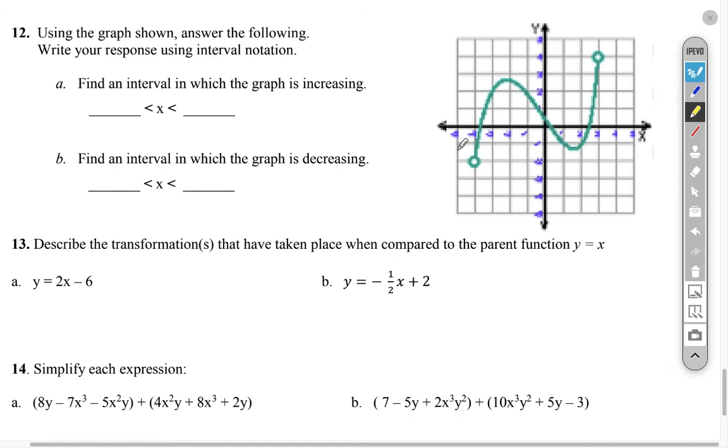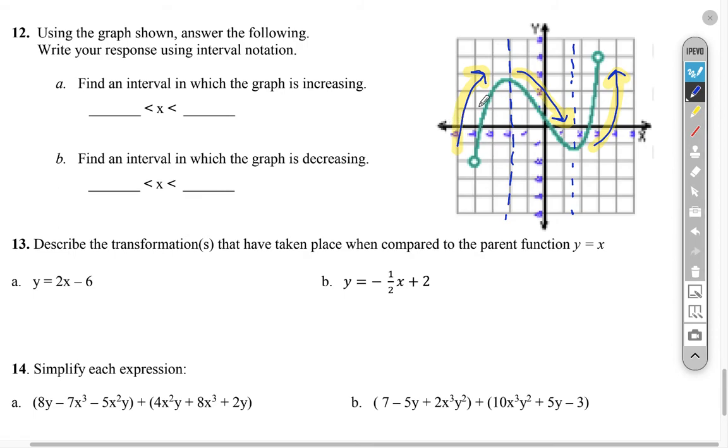So we're increasing, and then we're decreasing, and then we're increasing again. You can't really see that. So we're increasing, we're decreasing, and we're increasing again. So it says to find where we're increasing. So we stop increasing right at about -2. And we stop decreasing right at about 1.5.